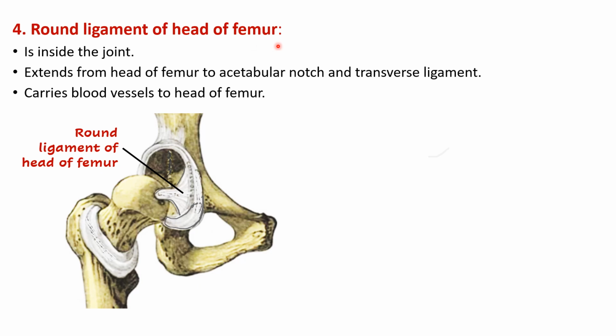We have already seen this ligament. Now this ligament is not present outside the fibrous capsule. In fact, it is present inside the joint. So we can see this small ligament here. This is the round ligament of head of femur.